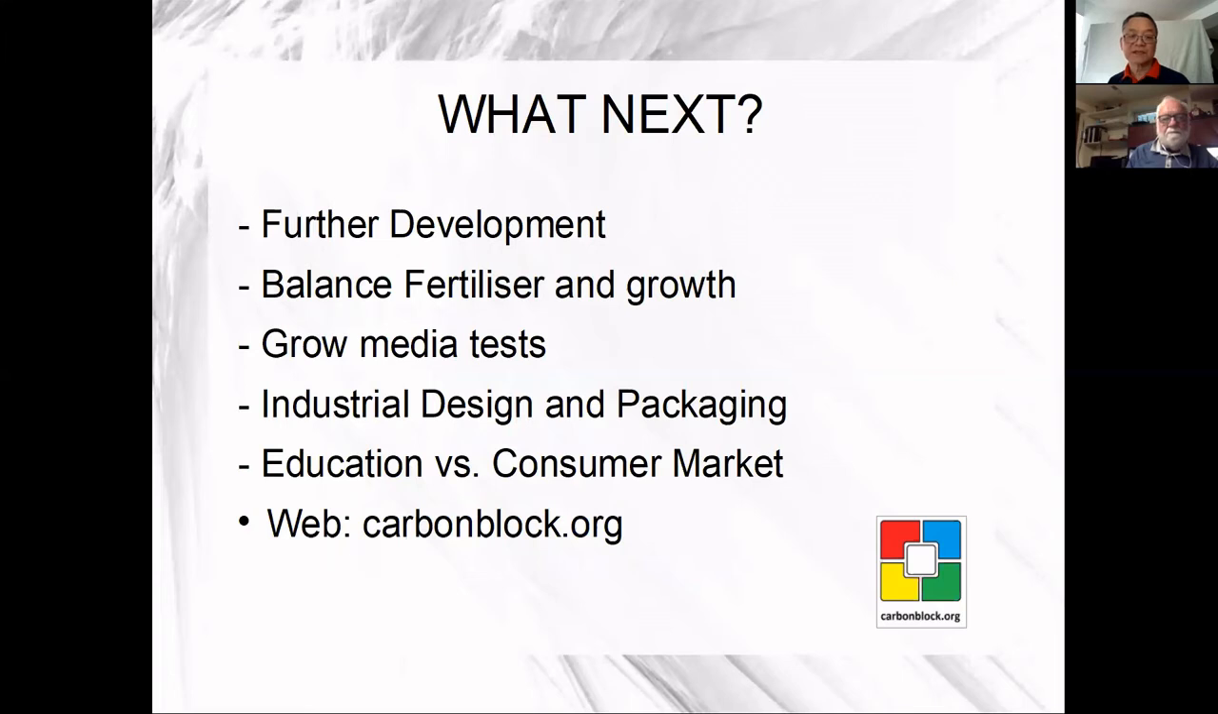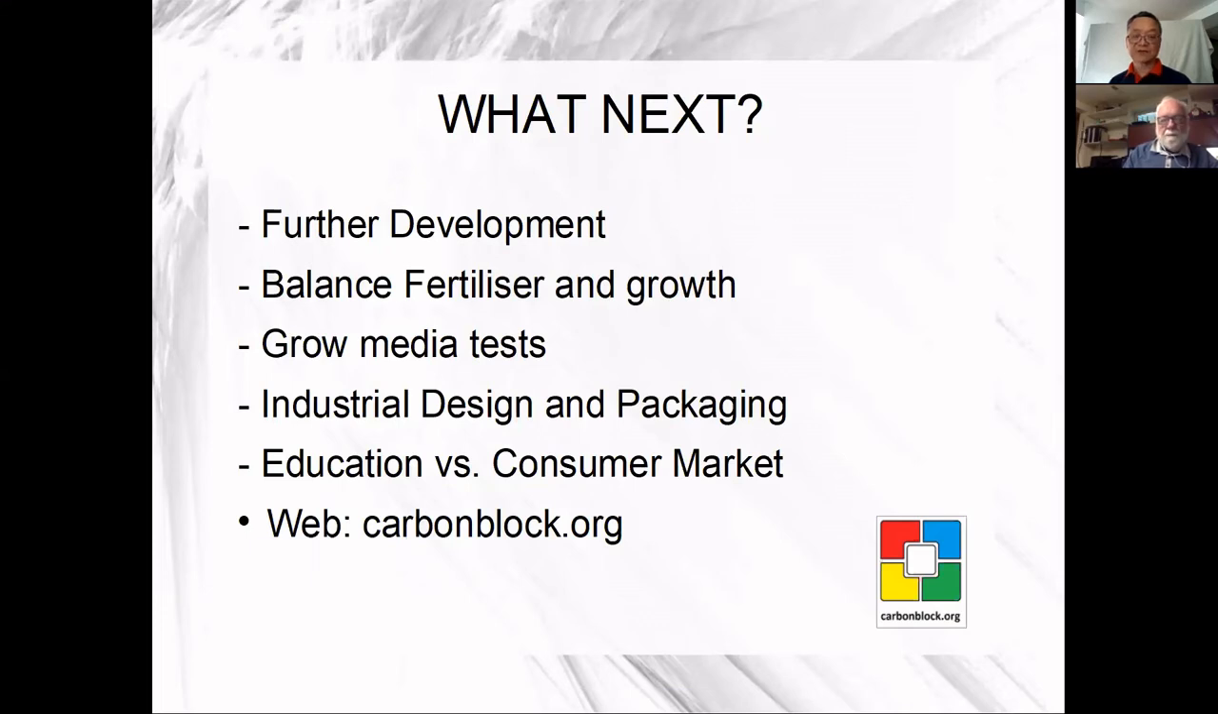So what next? There's more development to be done, really balancing the fertilizer and the growth of the plants. I really haven't optimized that. And maybe do some more grow media tests. I just started with perlite. I saw different things out there. I did the perlite and I was pretty happy with the way it sprouted seeds pretty easily, but maybe the other media will grow better.